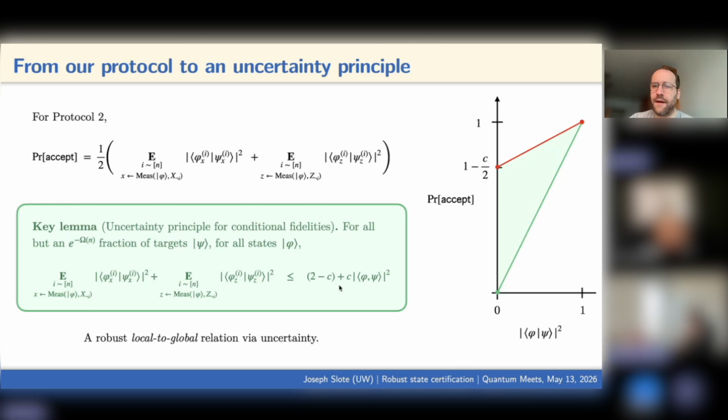So instead of 1 minus a constant, it goes like 1 minus 1 over n. And this is exactly the source of the non-robustness. It just so happens that when you average it with its Hadamard-transformed partner, instead of being 2 minus 2 over n, it becomes 2 minus a constant.